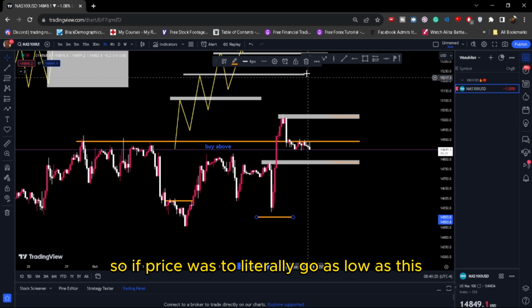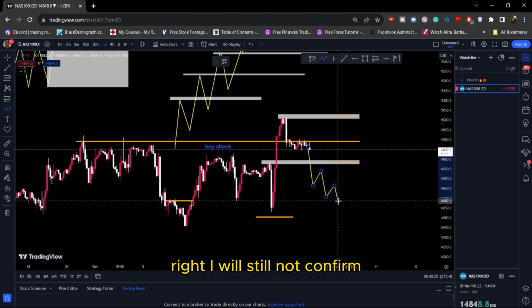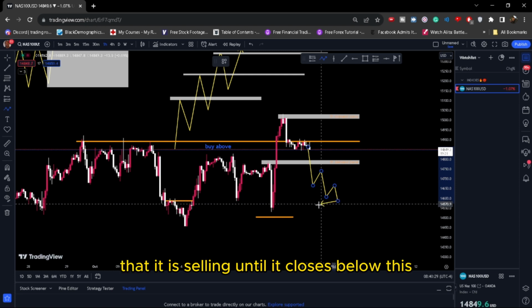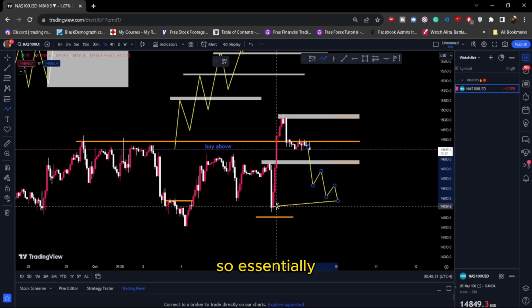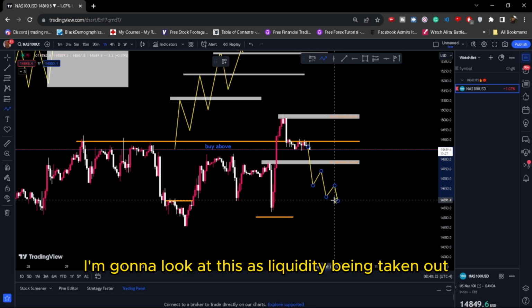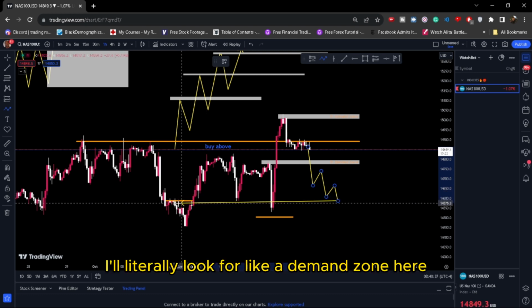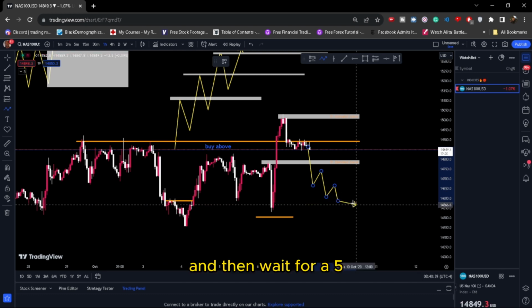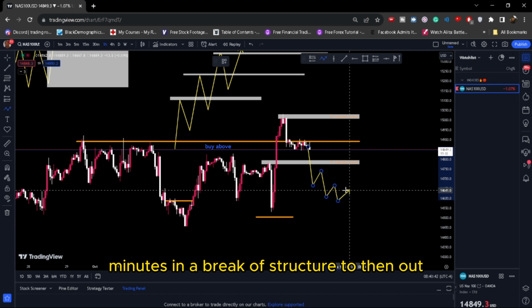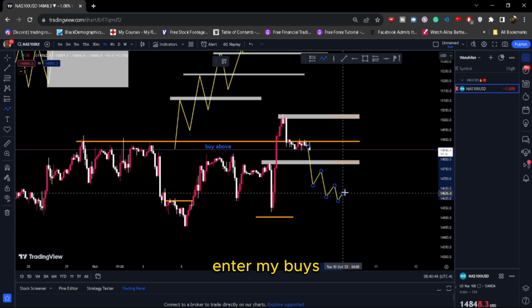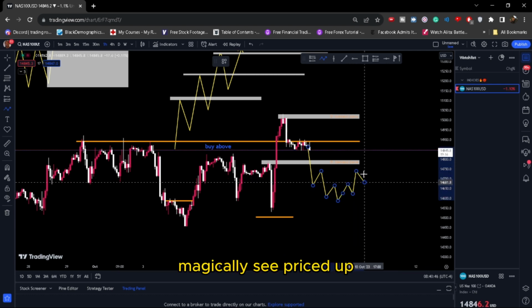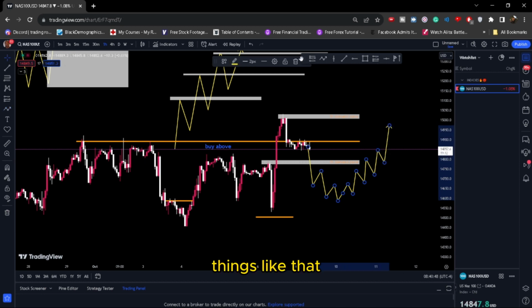So if price was to literally go as low as this, I will still not confirm that it is selling until it closes below this. So essentially, if price comes here, I'm going to look at this as liquidity being taken out, and then I'll look for a demand zone here, and then wait for a 5-minute break of structure to enter my buys, and then you see price start buying up from here, things like that.